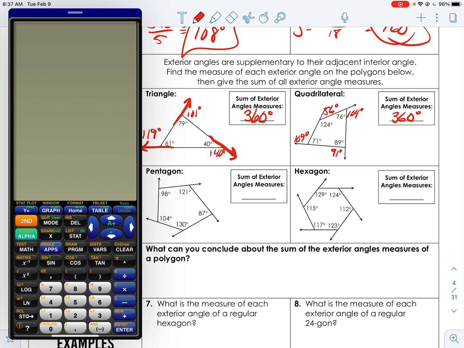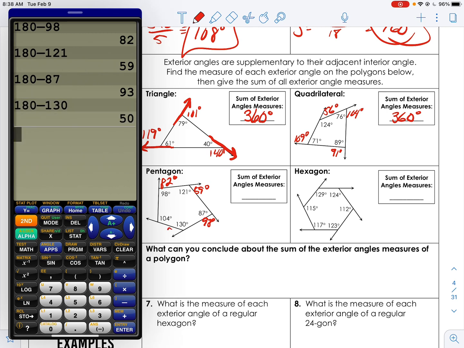Interesting. Let's go with a pentagon. 180 minus 98 is 82. 180 minus 121 is 59. Don't forget your degrees. 180 minus 87 is 93. 180 minus 130, 50. 180 minus 104, 76. 76 plus 82 plus 59 plus 93 plus 50 equals 360 degrees. Do we see a pattern yet?